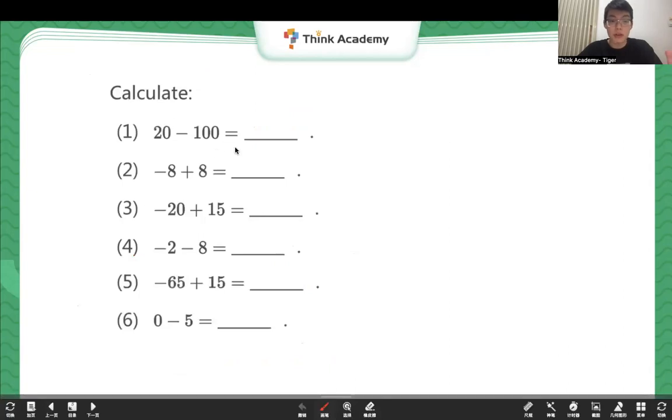So now we can try to do a little bit of calculations. For example, 20 take away 100. What we can do is first draw a number line. This is going to be 0, this is going to be 20. If I want to take away 100, it would be equivalent to taking away 20 and then taking away another 80, right? So taking away 20 leads to 0, taking away another 80 will lead us to minus 80. So the answer is minus 80.